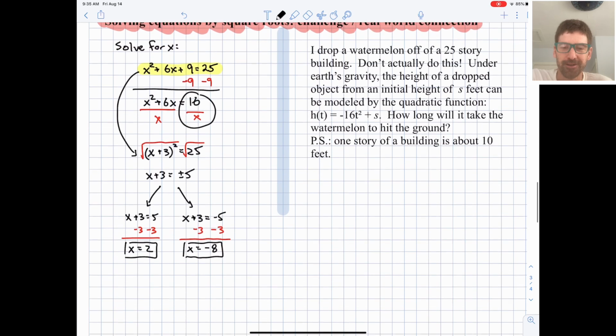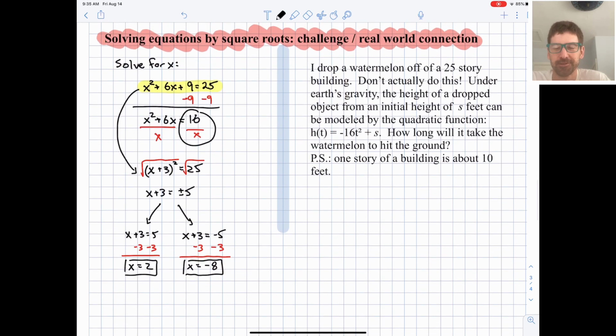All right, let's go over to our real-world problem. Looks like another watermelon problem. Again, I need to say, don't actually do this at home. So I dropped a watermelon off of a 25-story building. And this might be a familiar problem to you. We did it with Desmos before, and now we're going to try to do it by hand.